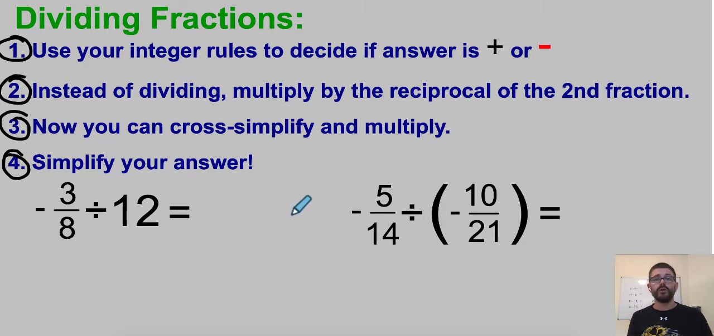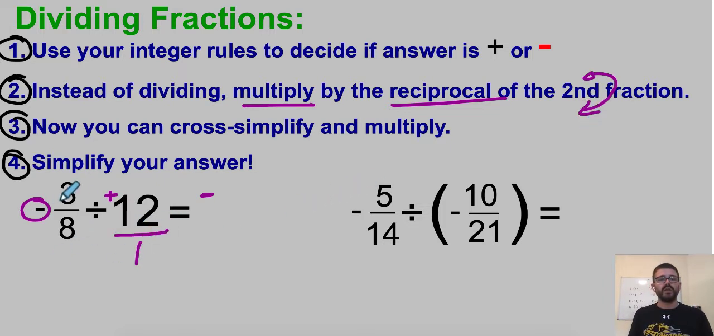All right, hopefully you took the time to write those down. It's going to start very similar to how we started with multiplying fractions. We're going to start with our sign. Here I have a negative divided by a positive, so I know my answer is going to be negative. Then it says instead of dividing, we're going to multiply by its reciprocal. That means we're going to flip that second fraction upside down. So instead of 3/8 divided by 12 over 1, we have 3/8 times 1 over 12.